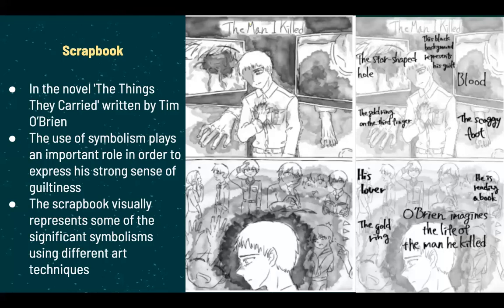So there is another example of a scrapbook. It is a novel, The Things They Carried, written by Tim O'Brien, right? And then the use of symbolism. So the student had to read the whole book. And this is what we did. We broke it down literally in small pieces.